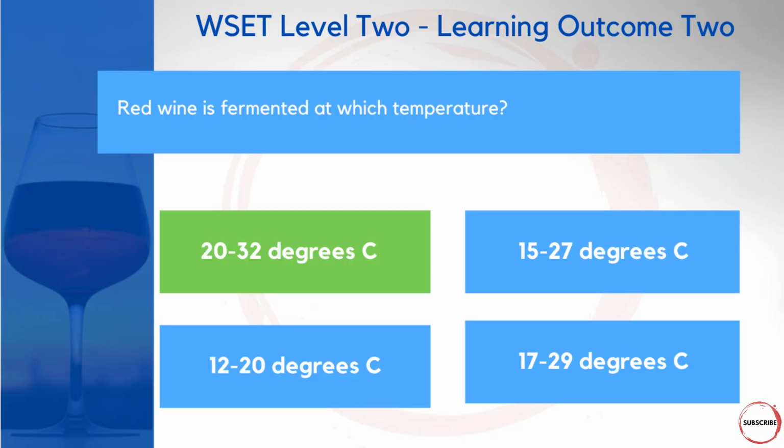And it's getting you familiar with the fact that red wines are fermented at different temperatures to white wines. And you'll learn that through the syllabus, through your courses. And red wines are invariably fermented at higher temperatures. And the correct answer here is actually the first one. It's 20 to 32 degrees.